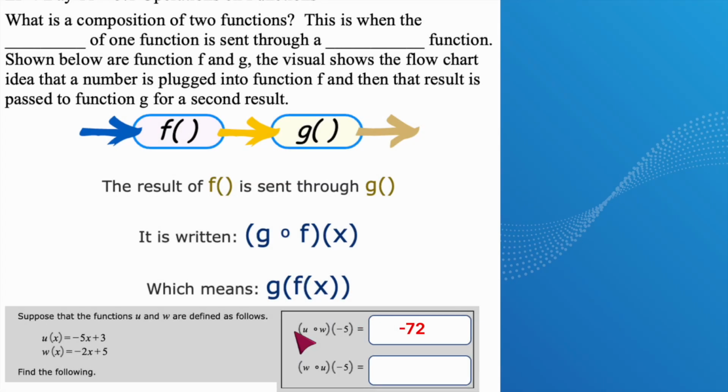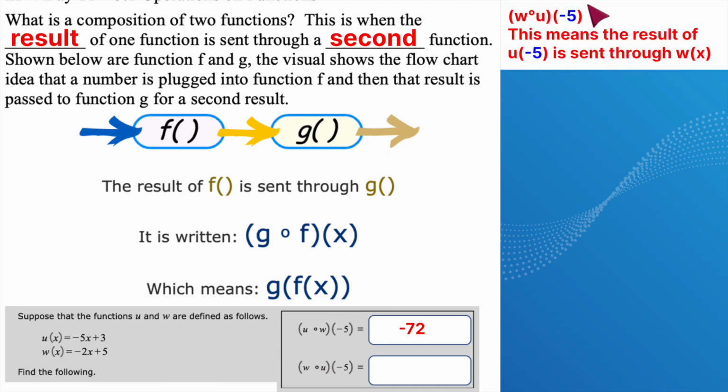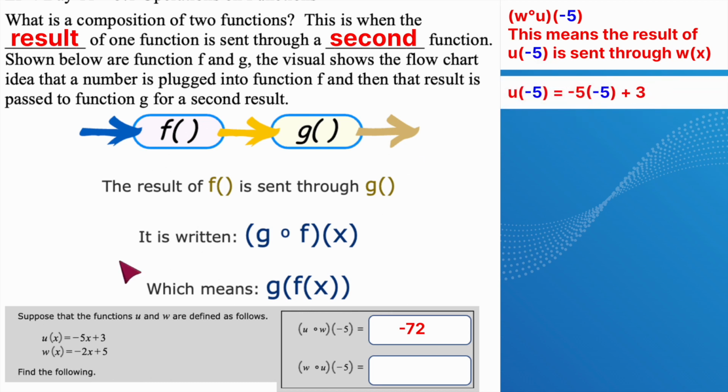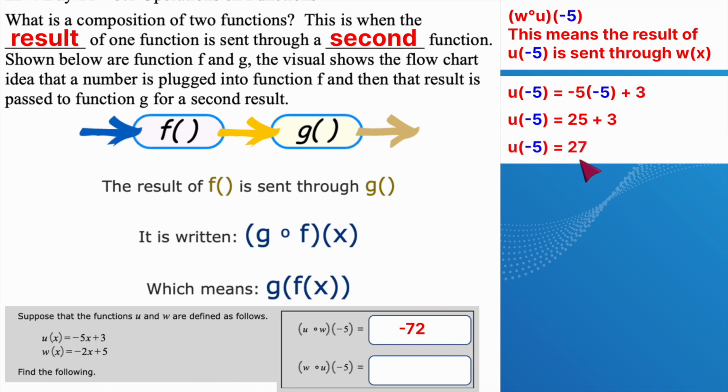Now we're going to go the other way. We're going to send it through u first. So u of negative 5 will be sent through w of x. Whatever the result is from this first function is sent through the second one. So now I'm going to use that same one, negative 5x plus 3. So I'm going to do that first. So negative 5 times negative 5 gives me 25, plus 3 gives me 27.